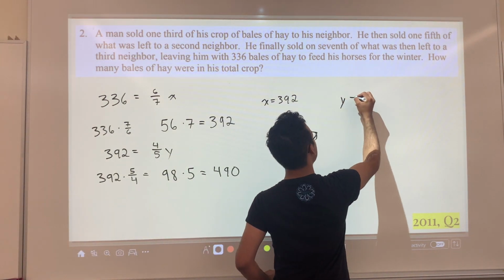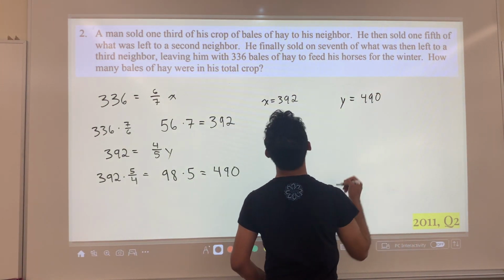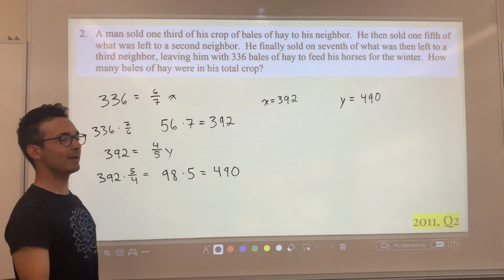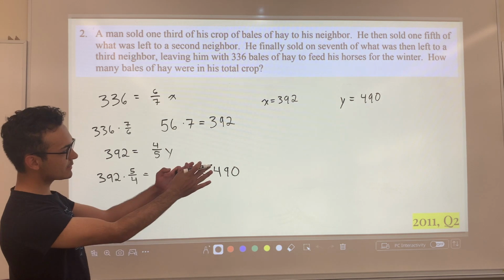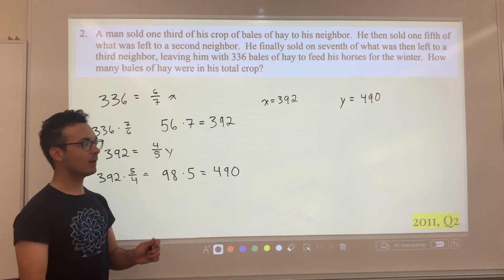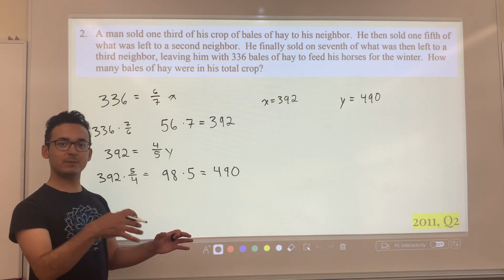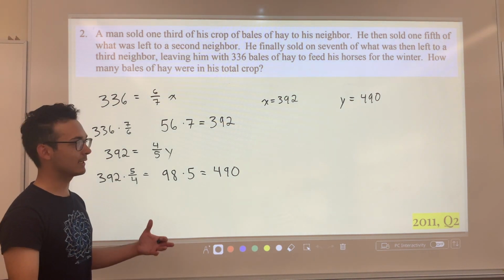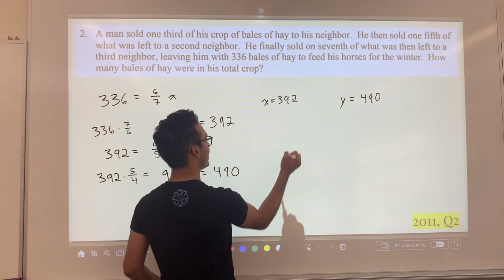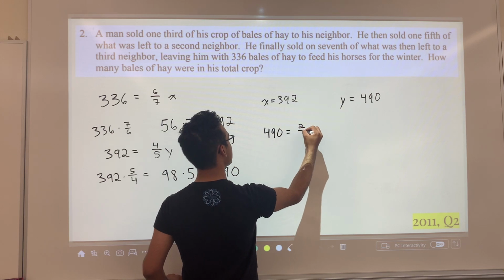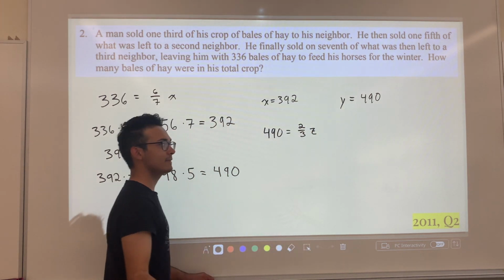And we are left with our final step of the word problem. A man sold 1/3 of his crop of bales of hay to his neighbor. This is what remained after he sold 1/3. Therefore, 490 must be 2/3 of what he had originally. I'm sure you're getting the logic at this point. So we can say that 490 is equal to 2/3 of what he had originally, in this case, z.